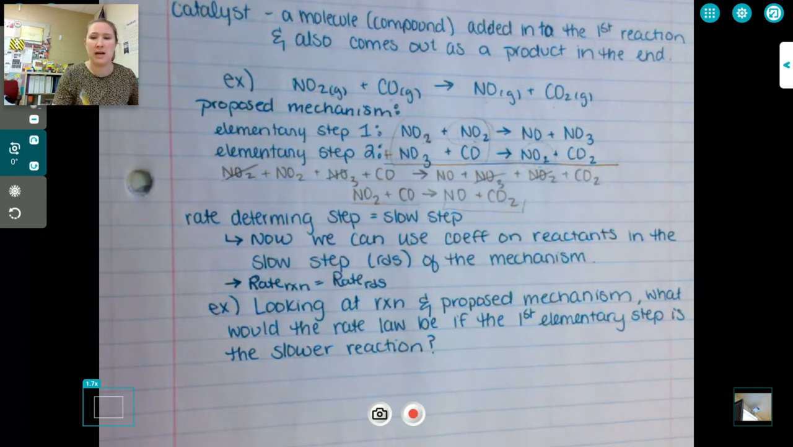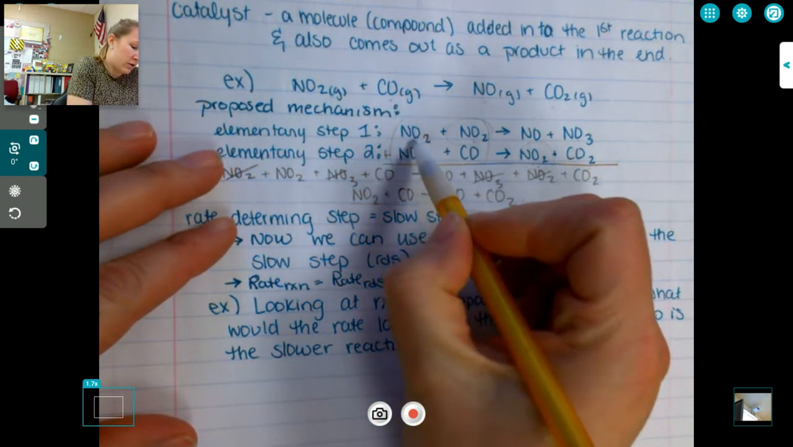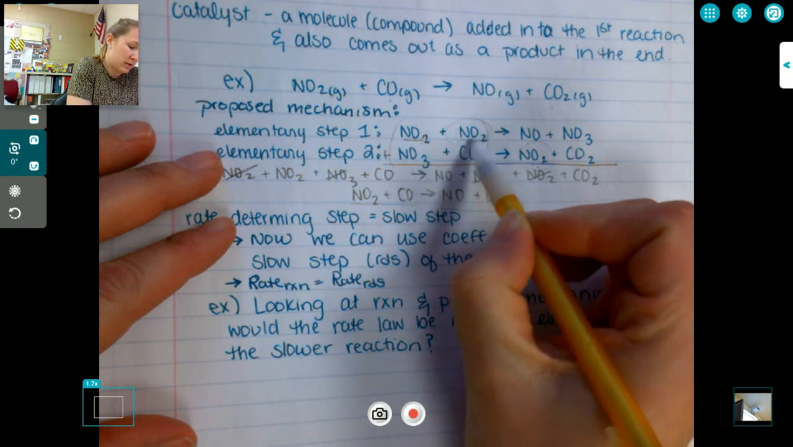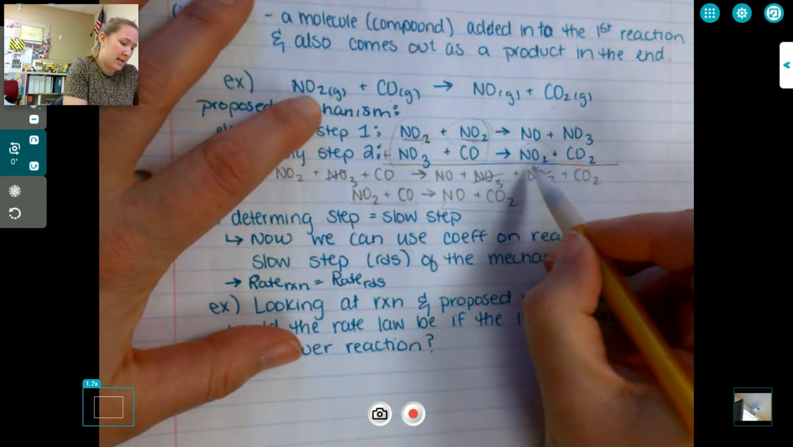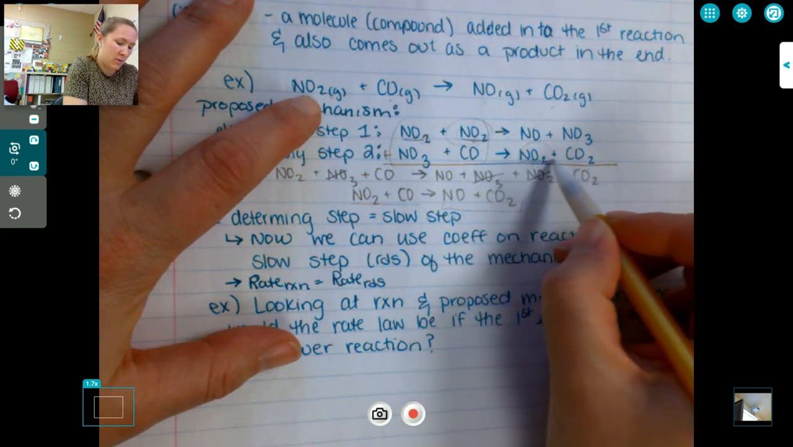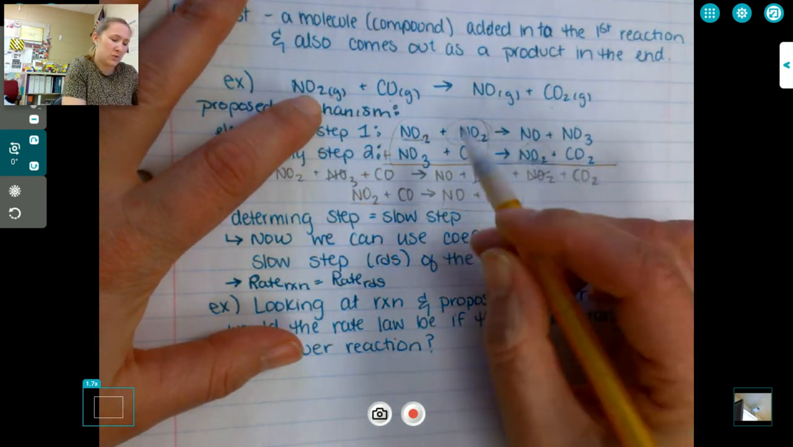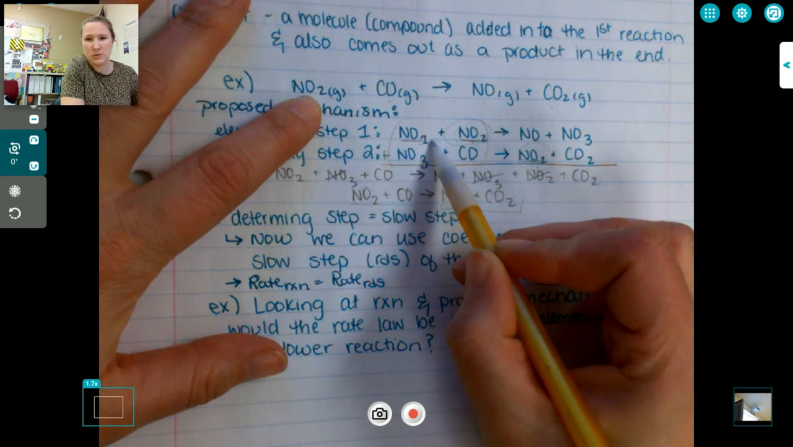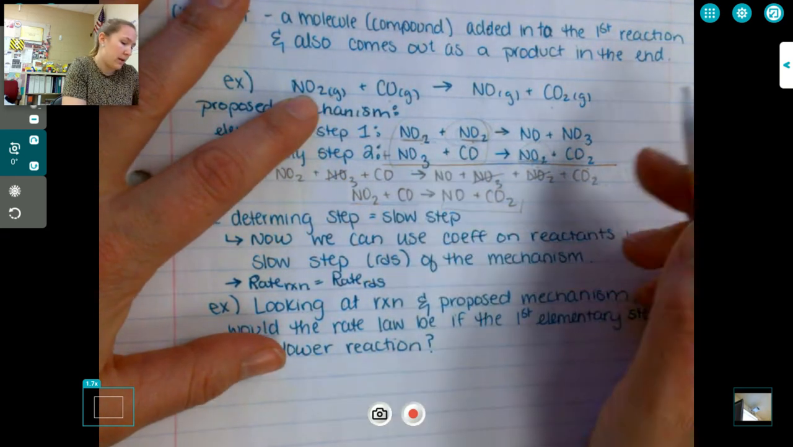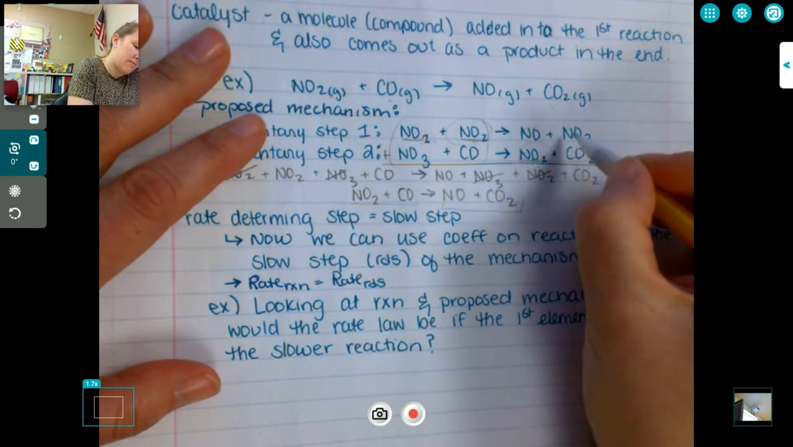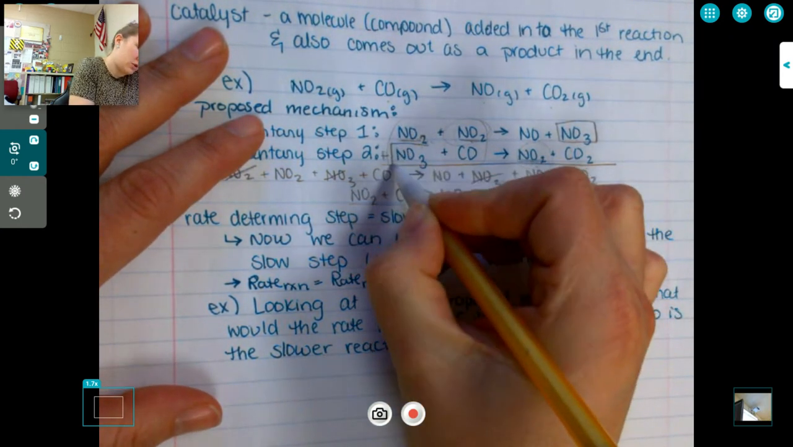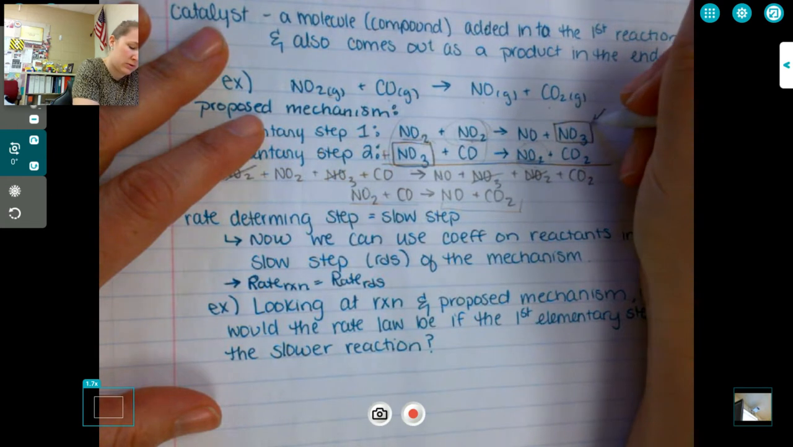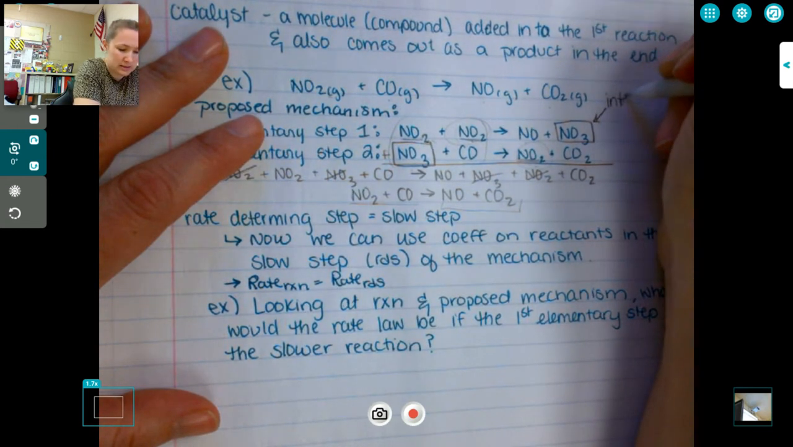A couple of notes here. Lots of times you're asked, do you have a catalyst? Do you have an intermediate? So if we look at our reactants, we have NO2 as one of our reactants. And although it does come out as a product in the end here, we also know that it's one of our reactants. So it means we don't have a catalyst here. What we do have, though, is we make NO3 here, and then we subsequently use it up here. So NO3 is an intermediate.